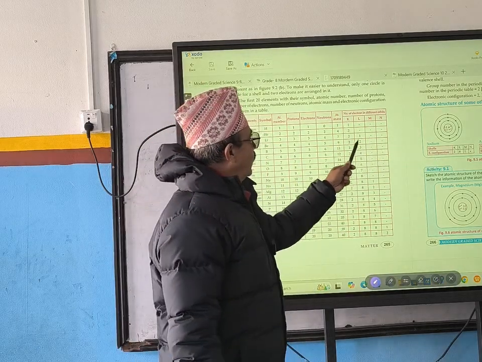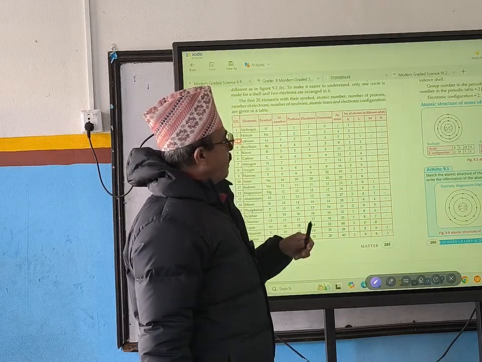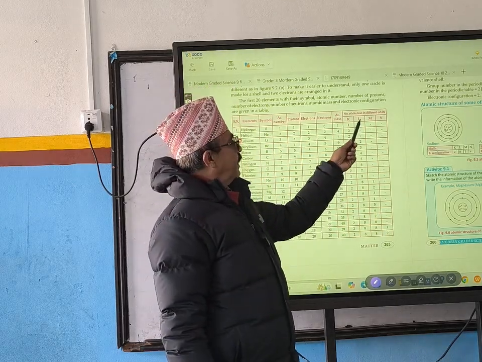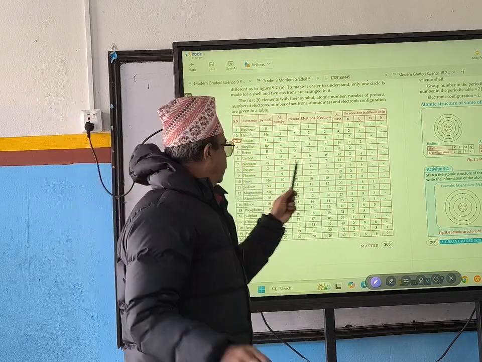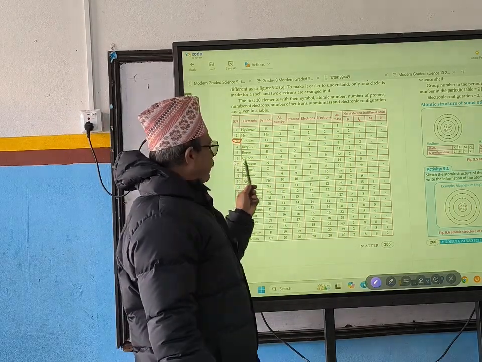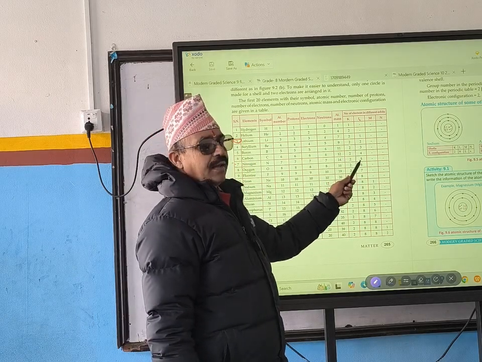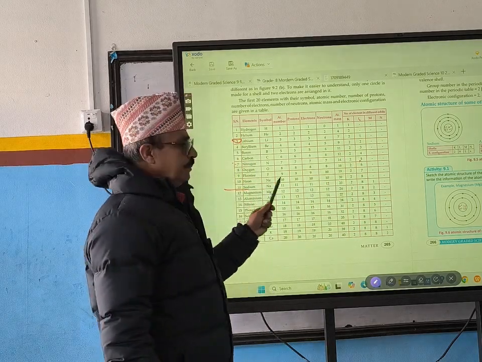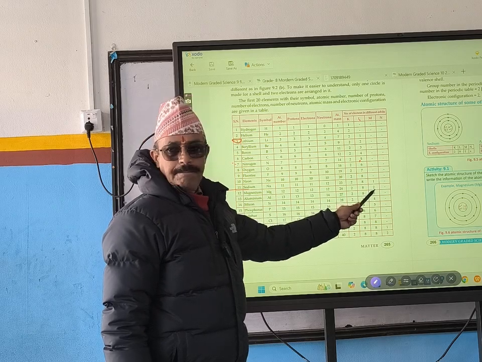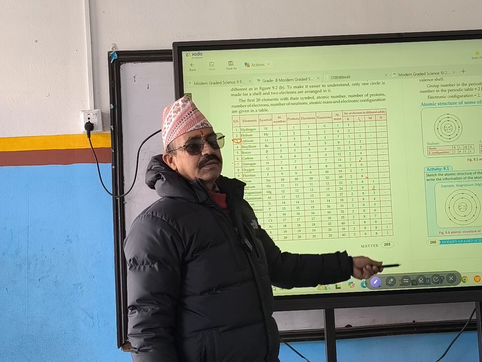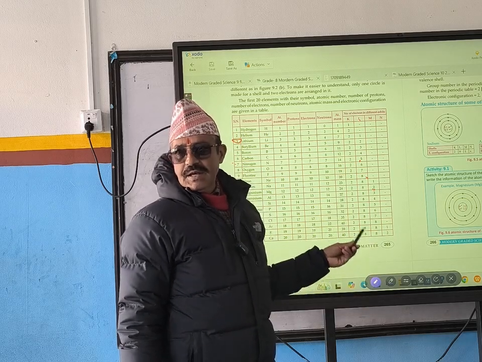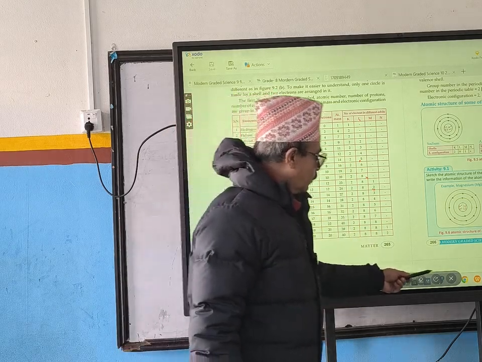Then children, again you say me, when we see this one, lithium, KLMN, you just see here. What is the valence shell of lithium? Valence shell is L. Outermost shell is L. Pay attention. Nitrogen? Nitrogen also L. Sodium? M. Sodium M. And carbon? N. That is valence shell. And number of electron is valence electron.